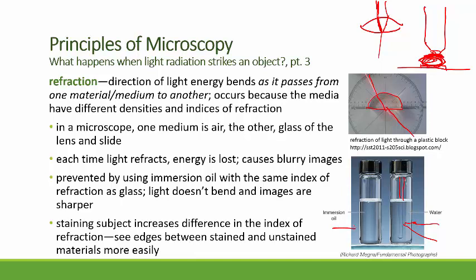But if we use immersion oil with no refractive index difference and no bending of light, the glass rod becomes invisible. So that is not a retouched photo where they've made the glass rod go away. It's actually because there is no refraction around the edges of that glass rod, it becomes virtually invisible, and we can't see the glass rod.